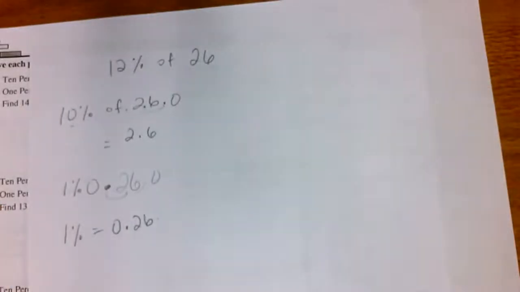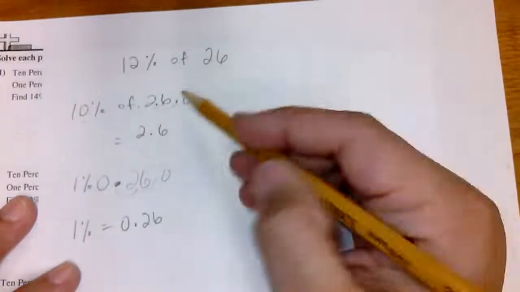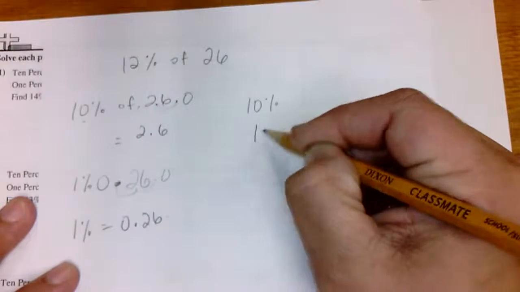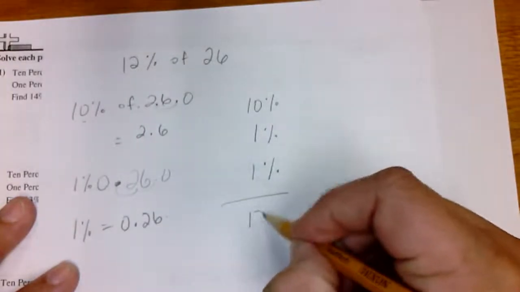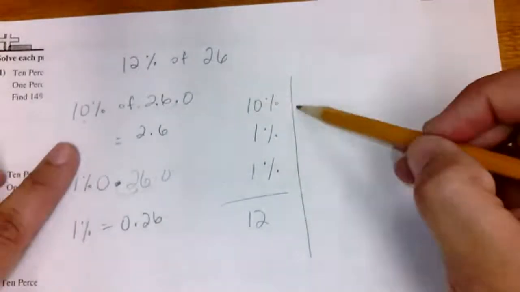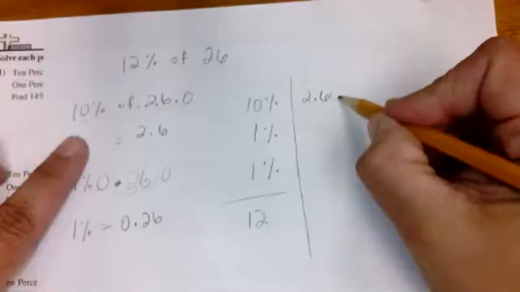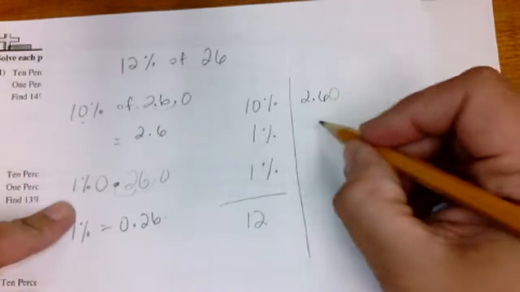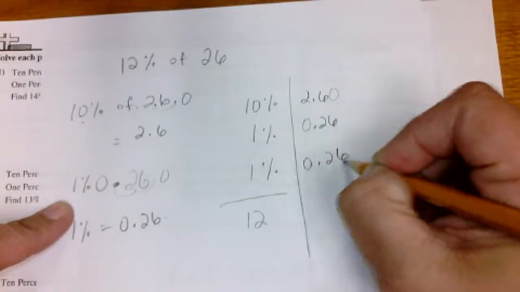We need to put it together. Okay? So what we're going to do is we're going to do one column. I need 10%, I need 1%, and I need another 1%. And that equals 12%. And then I'm going to do the same on the other side. I'm going to take the values now. So 10% of 26 was 2.6. I'm going to add a 0 because it's going to help me with my addition. 1% is 0.26. 1% is 0.26.